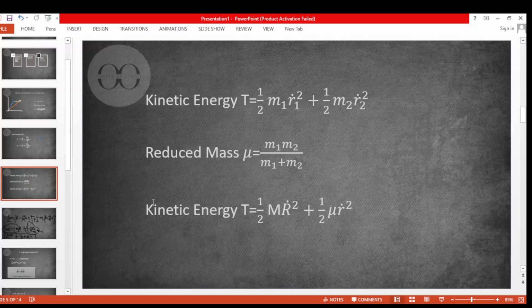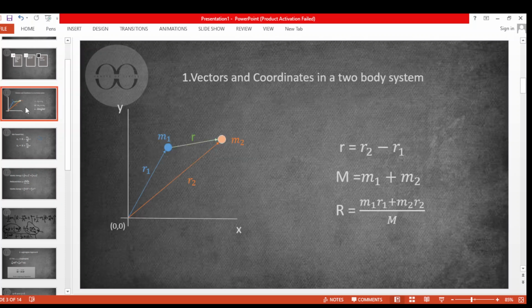Now you can ask a question: what about this term? Well, this term is called the kinetic energy of the center of mass, but this term will vanish somehow later. We will see this in the later slides. So here our first topic of today's lecture ends, which was the vector and coordinates of a two-body problem. We will do a recap on the topic right now.